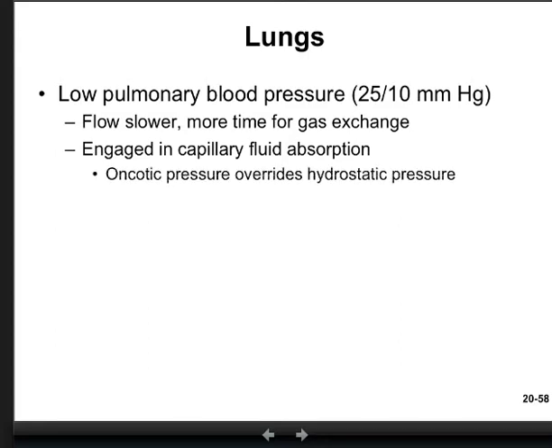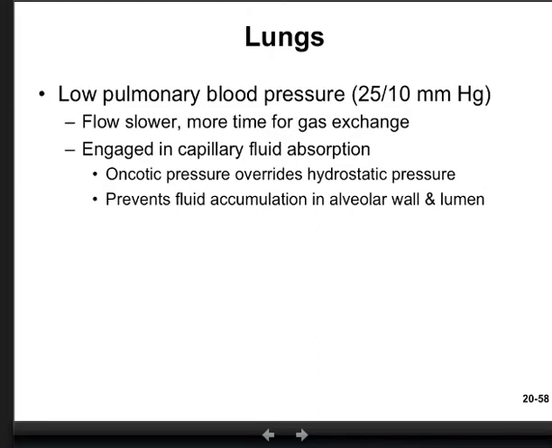Oncotic pressure usually overrides the hydrostatic pressure in this case, and it prevents fluid accumulation in the alveolar wall and the lumen. This would lead to a condition like pneumonia if it were allowed to persist for a long period of time under high pressure. In fact, what we see in certain types of heart failure is an accumulation of fluid in the lungs, and that makes it extremely difficult to effect gas exchange, because what you've done is you've introduced an extra layer that the gas has to go through, and as a result the exchange of oxygen for CO2 becomes much less efficient.